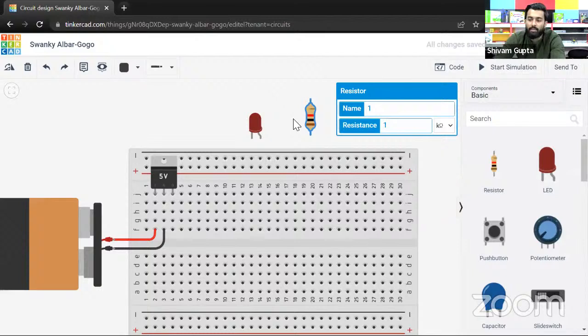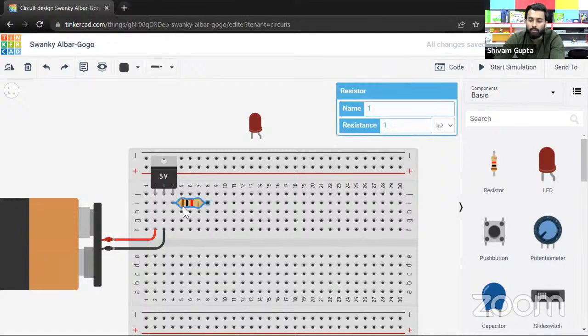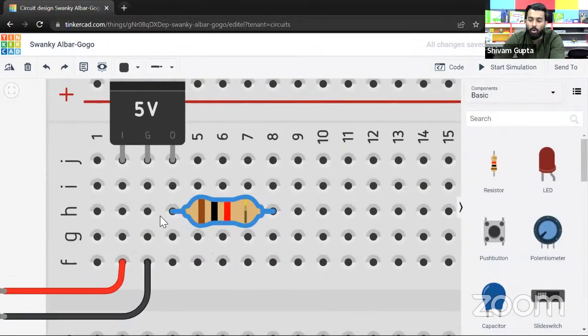The work of this resistor is to reduce the flow of current. Okay, and also resistor can be used to adjust the levels. So I will be just rotating it like this. Okay, and after that, what will happen is we have connected the output pin, and below the output pin, we have connected the first terminal of this resistor.